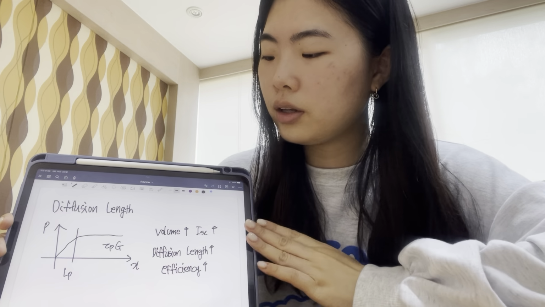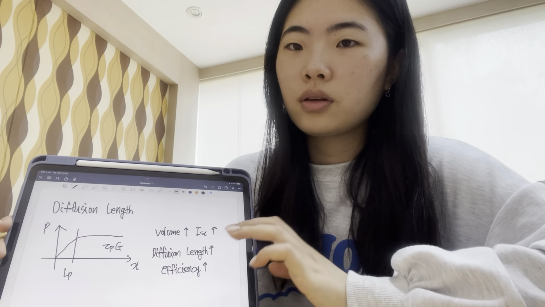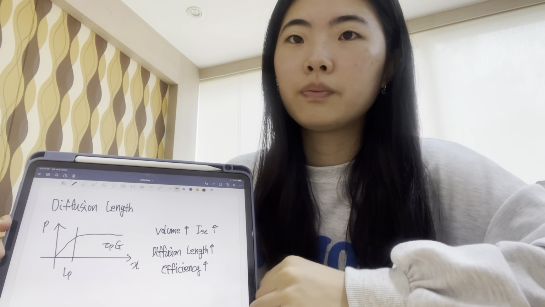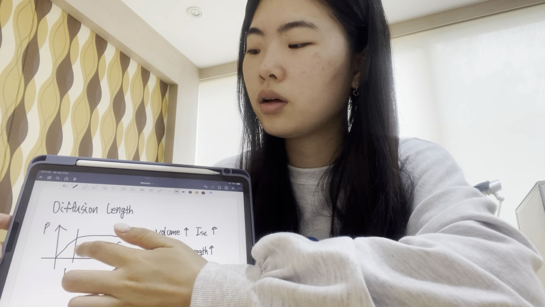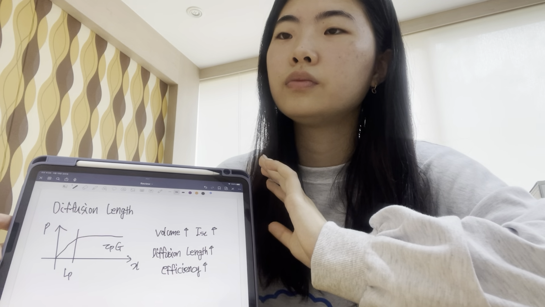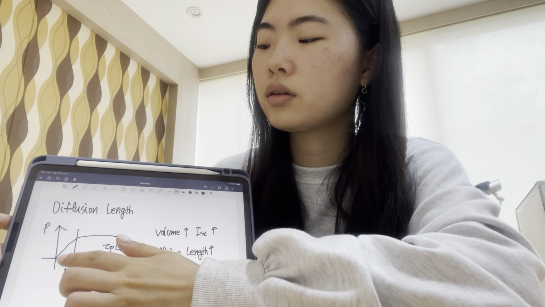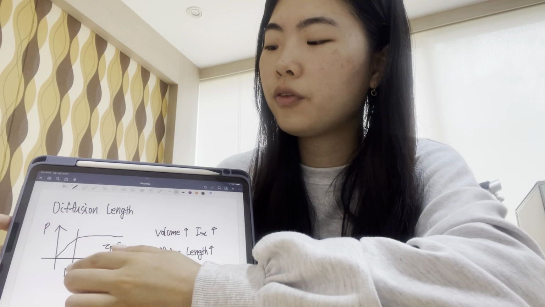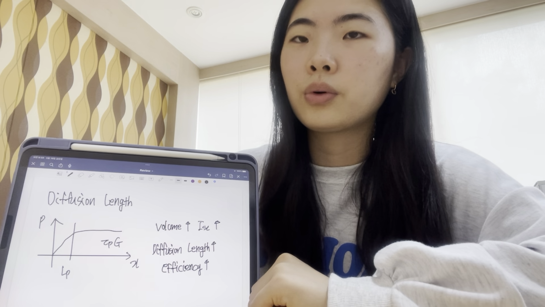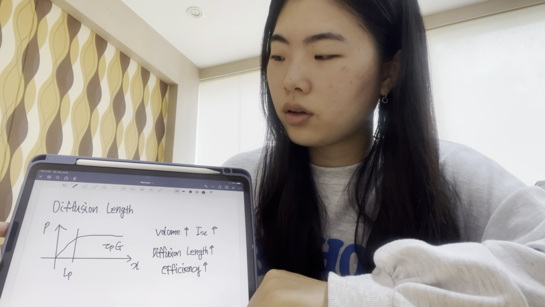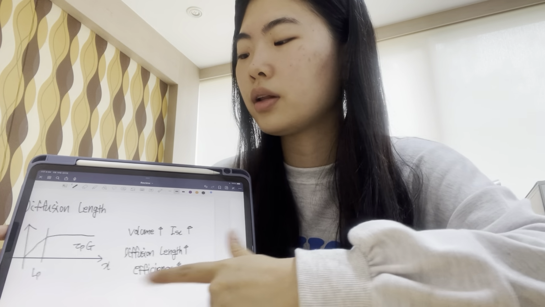And actually, if the material volume is bigger, the short circuit current will also get higher. For this reason, before the diffusion length, the current goes higher linearly, but after the diffusion length, the current saturates. So diffusion length is a very important concept. So we should make an effort to get longer diffusion lengths.